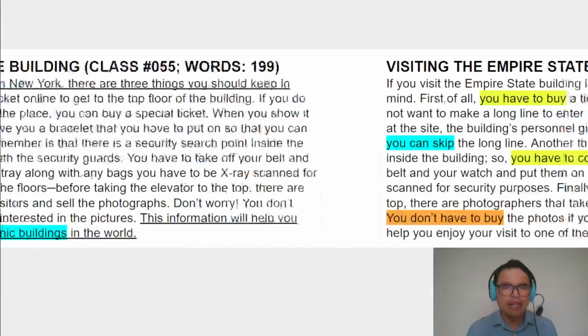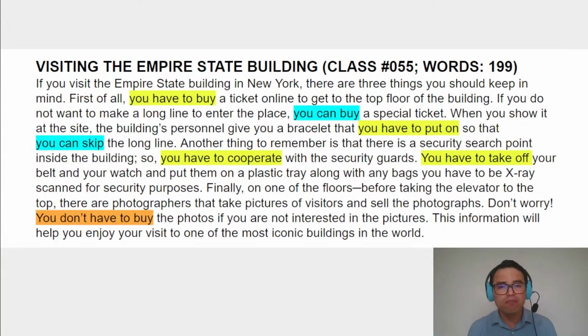Okay? Now, what else can we say? We have modals like can and modal-like expressions like have to express necessity, to say that something is mandatory, obligatory, that is necessary to do, or that is not necessary to do. For example, you have to buy a ticket. It's important. Necessary. Yellow.